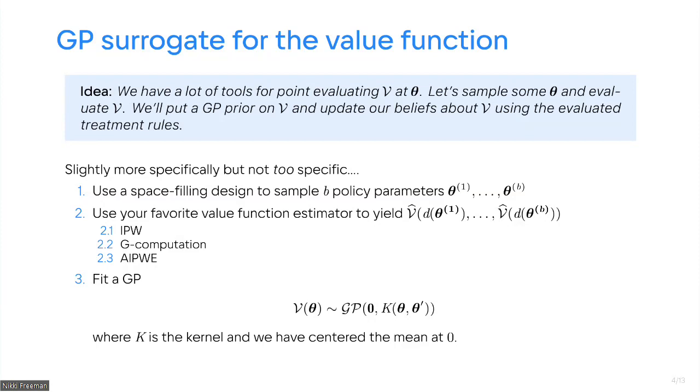Remember, sampling theta is the same as just sampling over different decision rules. I'm going to pick my favorite value function estimator to get estimates of those values. I'm going to assume that the value function is some function and that the prior on it is a Gaussian process with some kernel. On the slide here, I've centered it at 0, because that's the standard way you would do the Gaussian process. And then I'm going to use theta 1 through B and these associated V hats that I've calculated to update my posterior about what I think the value function looks like.